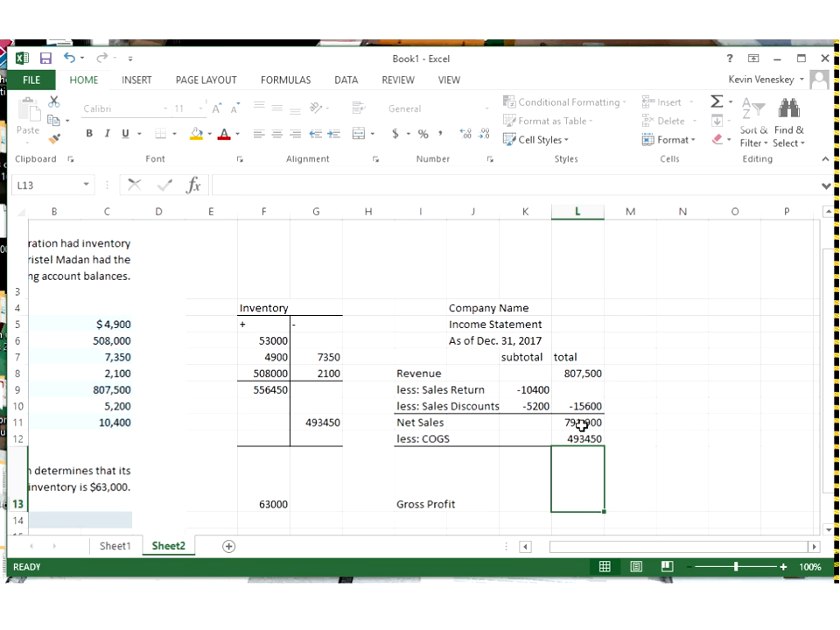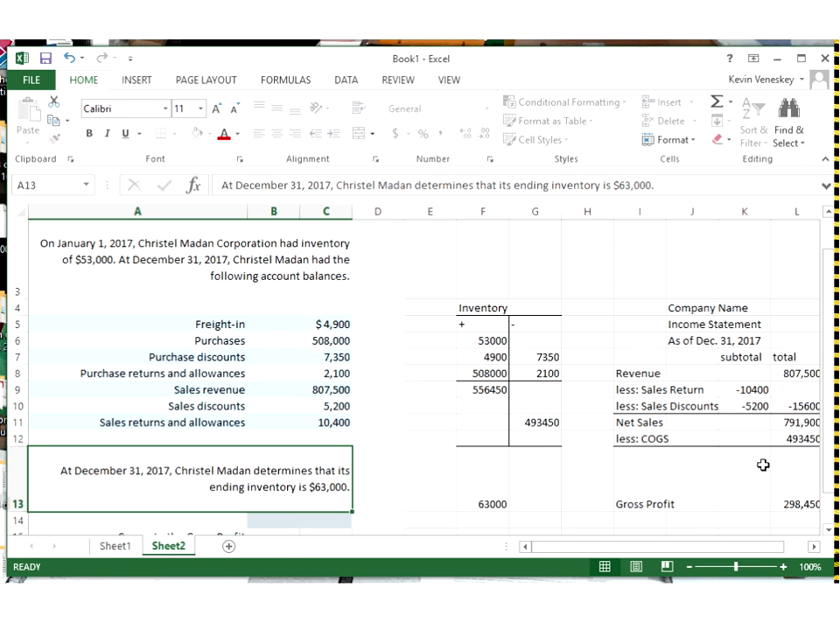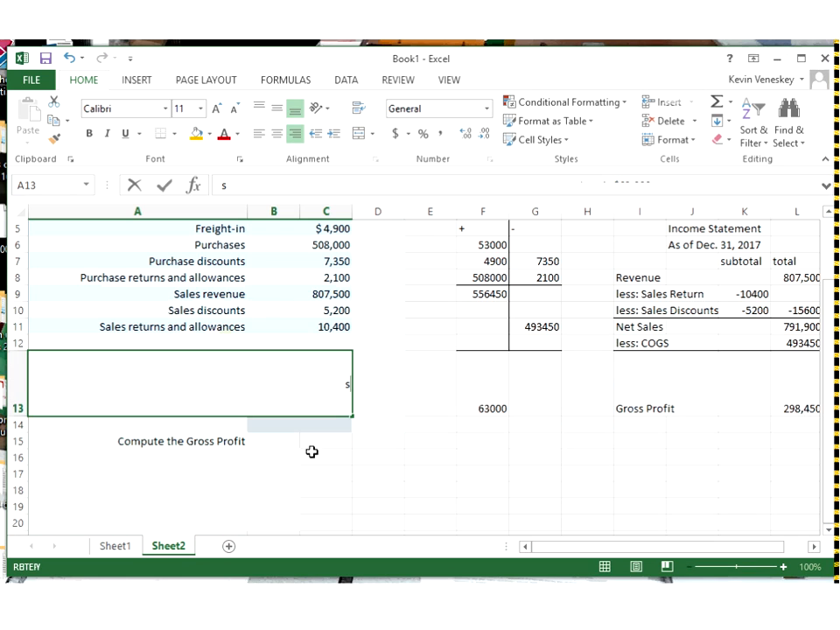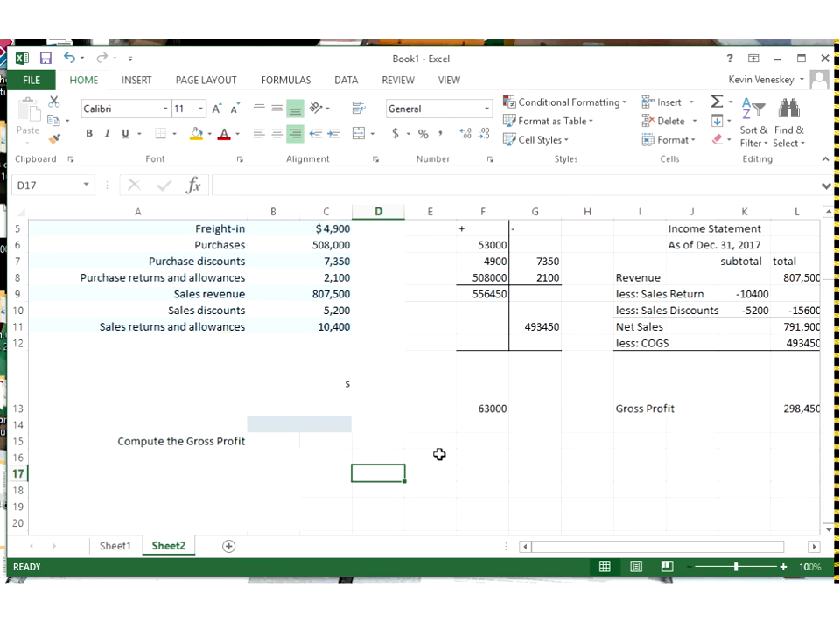So my cost of goods sold is $493,450, and that's going to give me a gross profit then of sales minus cost of goods sold of $298,450, and that would be my answer for the first part of this problem. So our gross profit would have been $298,450. Okay, that wraps up the explanation I wanted to do for this problem.